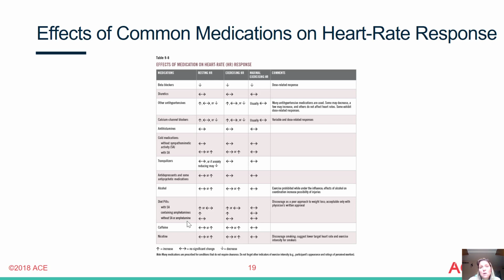It's going to reduce resting heart rate. It's going to reduce exercise heart rate. It's going to reduce max heart rate. So if that's the case, heart rate is not going to be a good indicator of their intensity during exercise. So instead, we want to use the RPE scale for this particular population. So if we know that that person is on a beta blocker, we can't depend on their heart rate to tell us the appropriate intensity of that person.